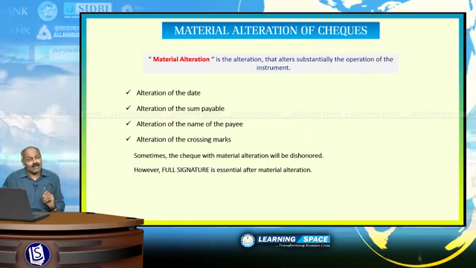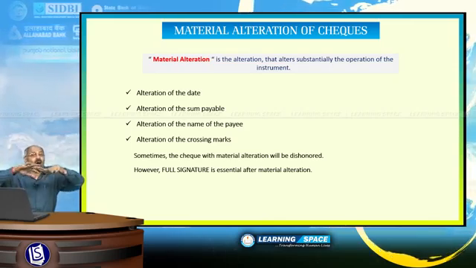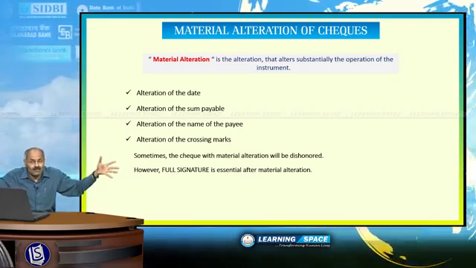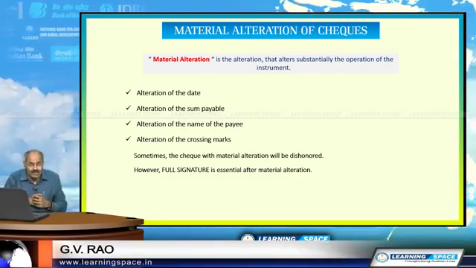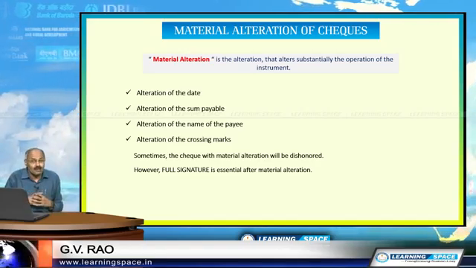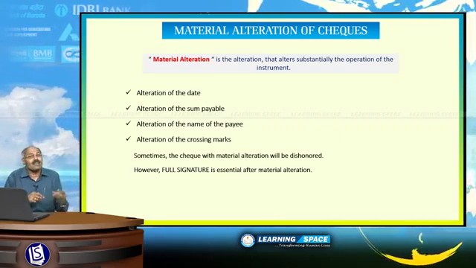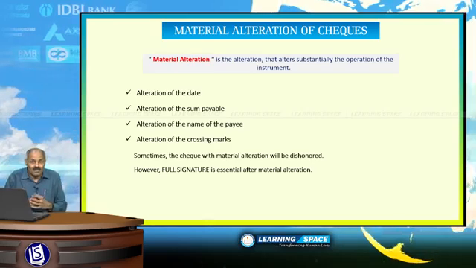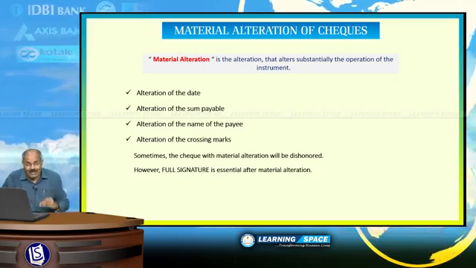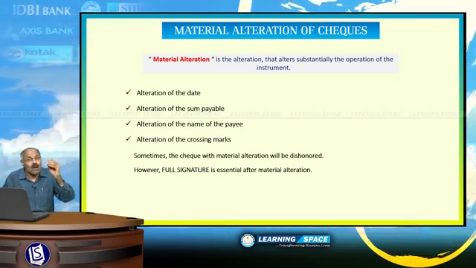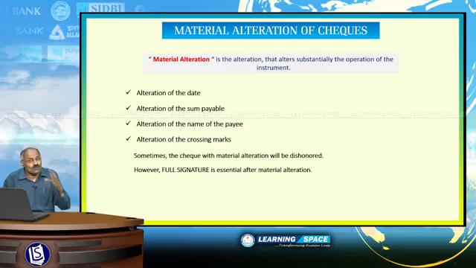And what is meant by material alteration of checks? Material alteration is the alteration which alters the character of the check. That means the operation of the check will be altered, especially alteration of date, alteration of the sum payable, alteration of the name of the payee. If you make some alteration, it indicates that there is some sort of suspicion on the check. That is why these important things are called material alterations, please don't forget. And whenever any alteration is there, it requires the full signature of the drawer of the check, please don't forget.